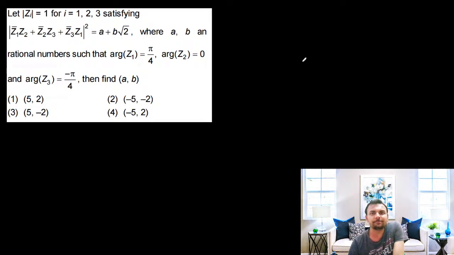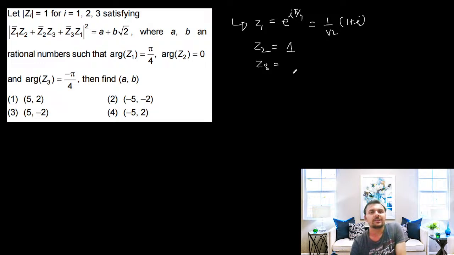Now this is also a simple question. We are given that z1 is e to the power iota pi by 4 and z2 is 1. So it is nothing but e to the power iota pi by 4, which is 1 by root 2 (1 plus iota), and z2 is nothing but 1. z3 is nothing but 1 by root 2 (1 minus iota).